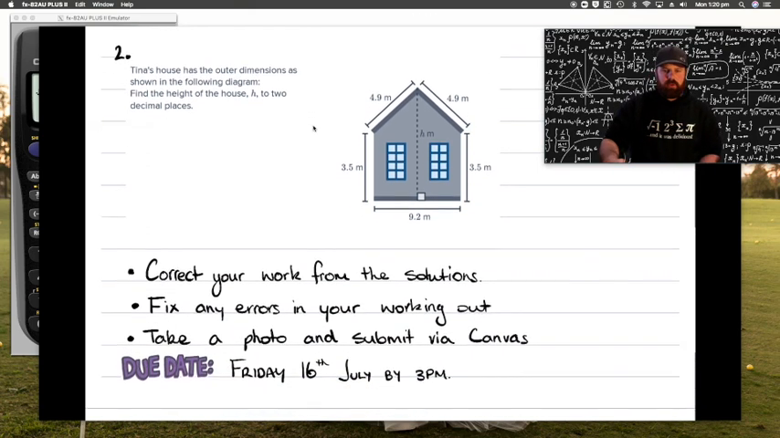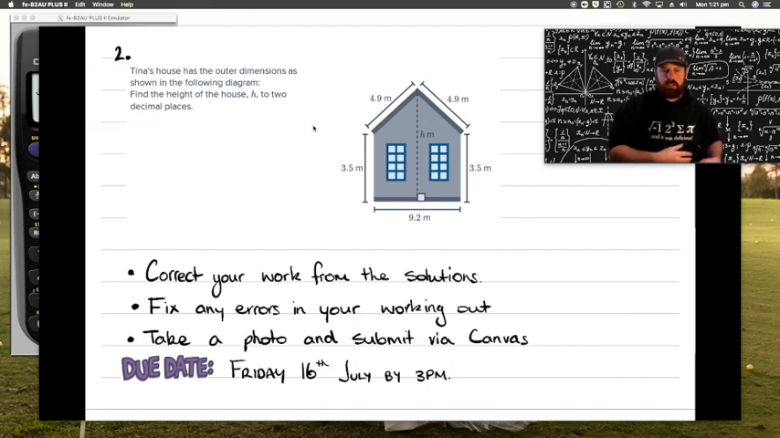Once you've done that, you correct all your work from the solutions, fix any errors in your working out, take a photo, submit your work via the assignment tab on Canvas, and again, that needs all to be done by Friday afternoon.